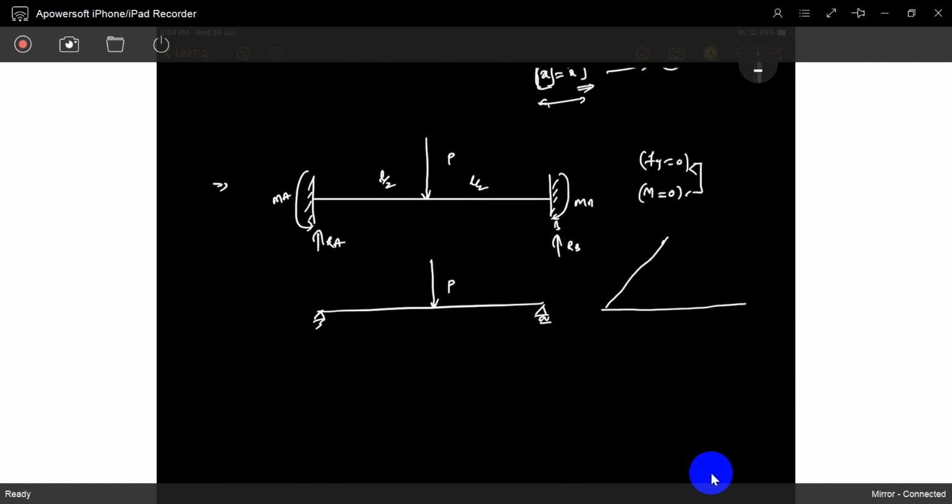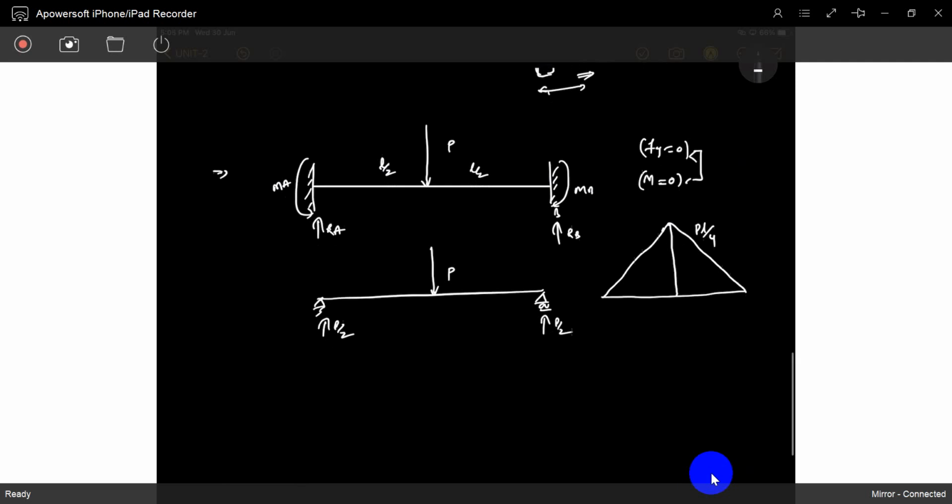Bending moment diagram. The reactions are P by 2 and P by 2. So the bending moment is P by 2 into L by 2, that is PL by 4. So what is the bending moment at center? PL by 4. That's it. So that is the bending moment.